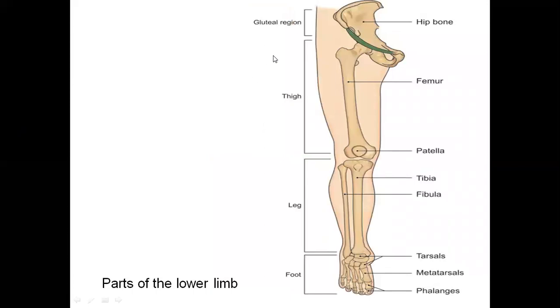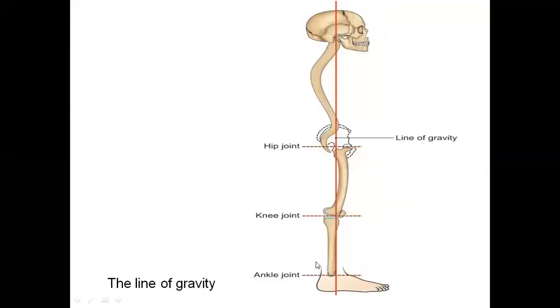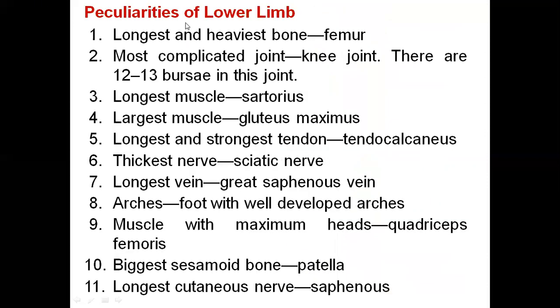Now, the bones of the lower limb are the femur, patella, medially the tibia in the leg, laterally the fibula, and the tarsal bones, metatarsal bones and phalangeal bones. Now let us see the various peculiarities of the lower limb. The longest and heaviest bone, which we have been studying since our schooling, is the femur. The most complicated joint in our body is the knee joint. We have around 12 to 13 bursae around this joint. The longest muscle is sartorius.